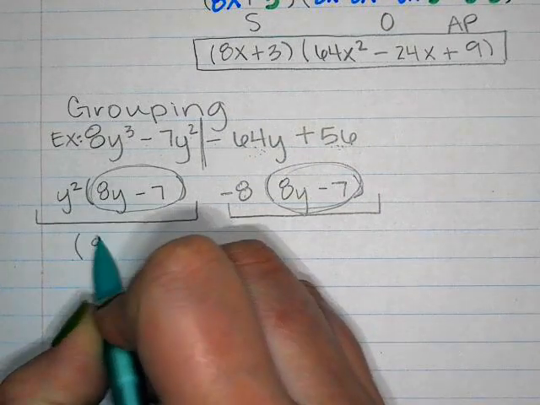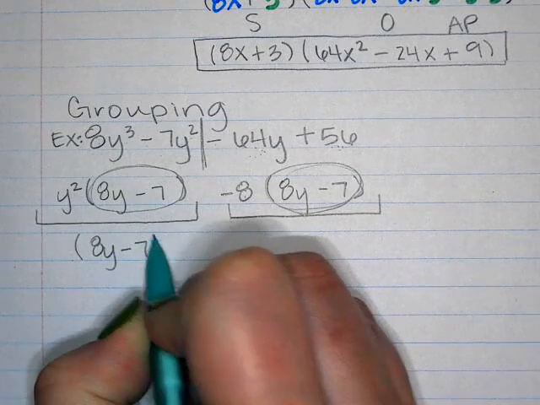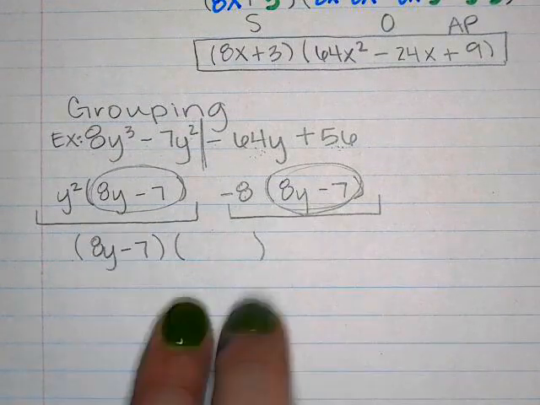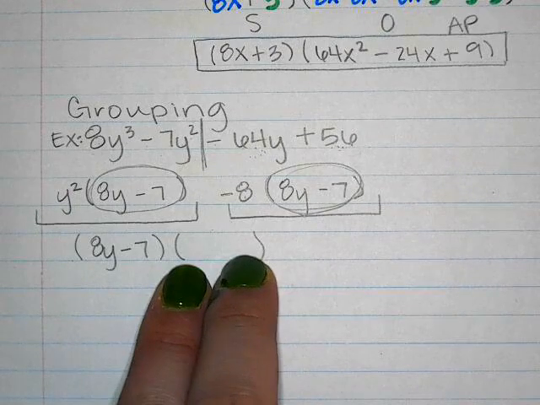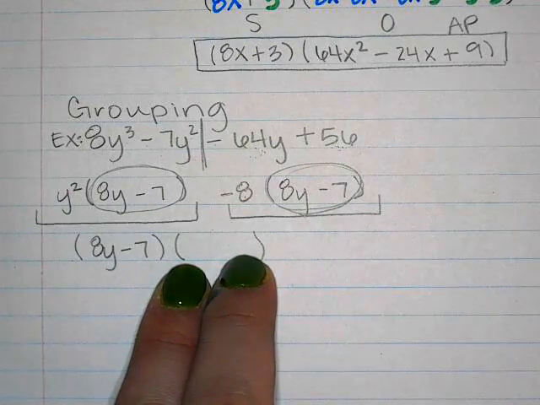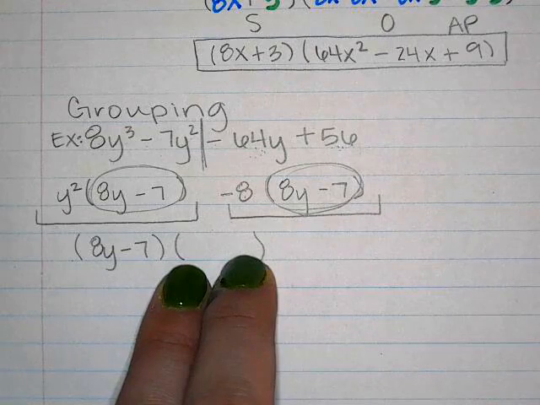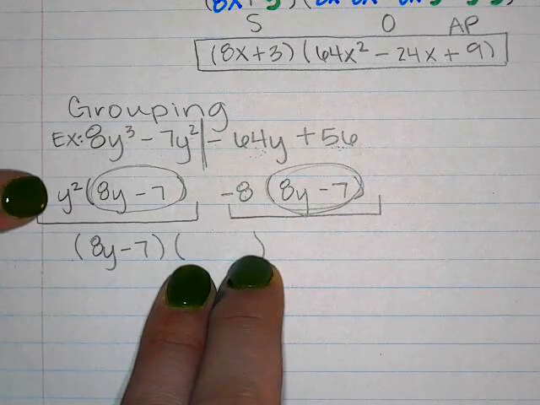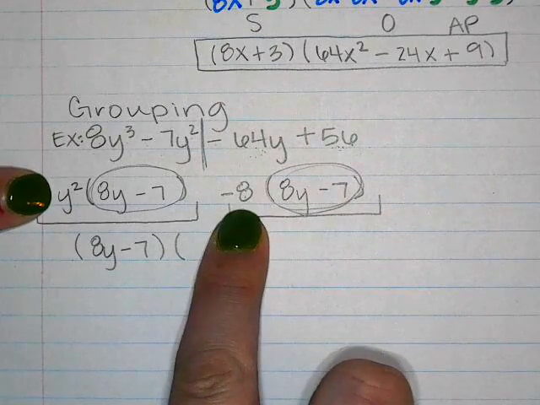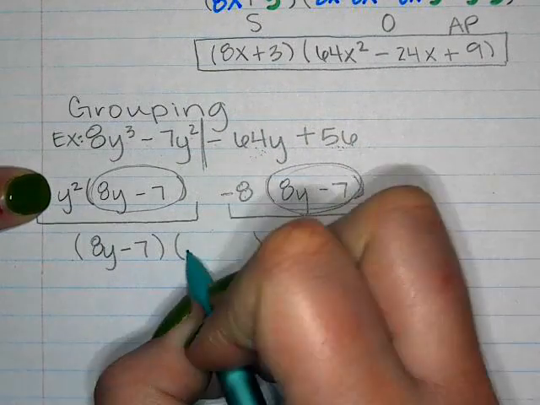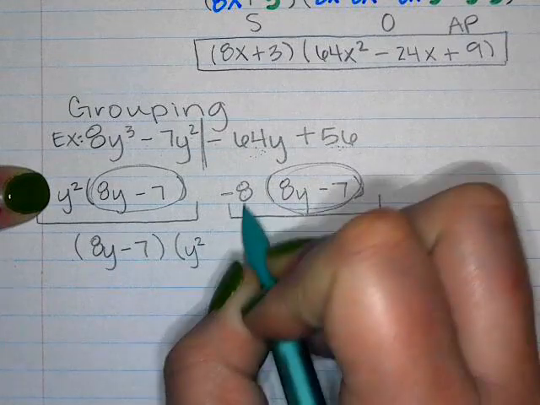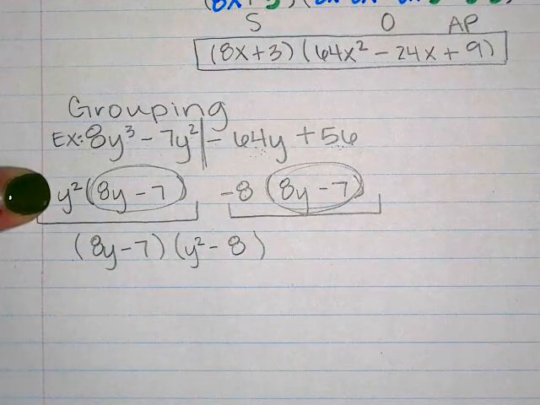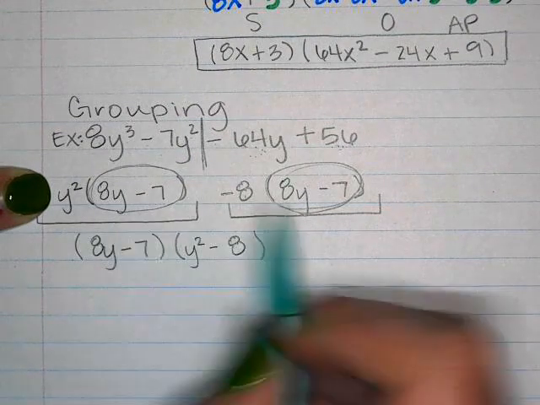And then because we had two terms, that means we're going to have two leftovers in our next set of parentheses. So what should the two leftovers be? Y squared and a negative 8. So y squared is the first leftover, negative 8 is the second leftover. So that's probably the weirdest part of factor by grouping and the part that messes with students the most.